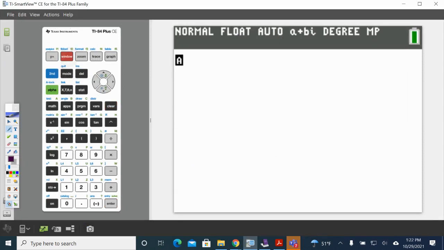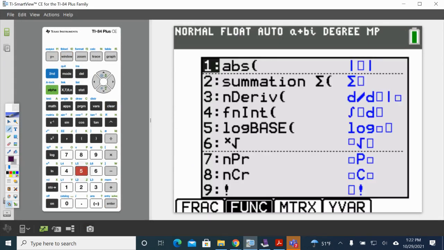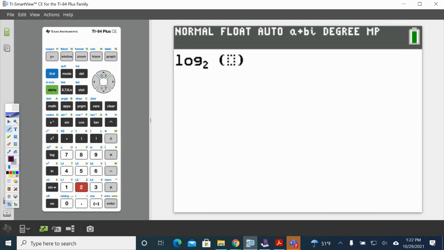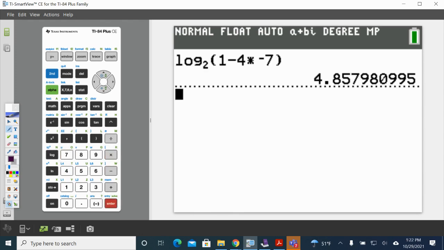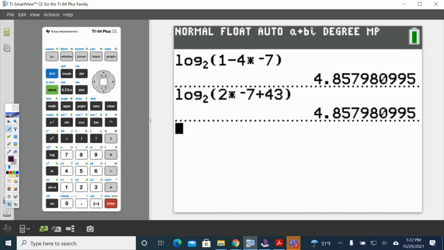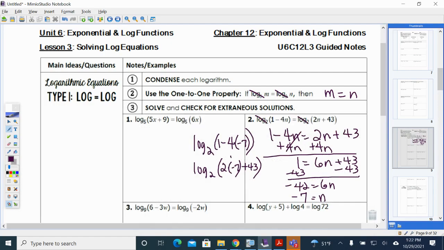We're going to pull up alpha window, number 5, log base 2 of 1 minus 4 times negative 7, and that gives me 4.857980995. Well, let's check the right side. Alpha window, number 5, log base 2 of 2 times that same negative 7 plus 43. Now, if this is true, which it is, those two numbers are going to match, and because the left side does equal the right side, this checks out, and n does equal negative 7.